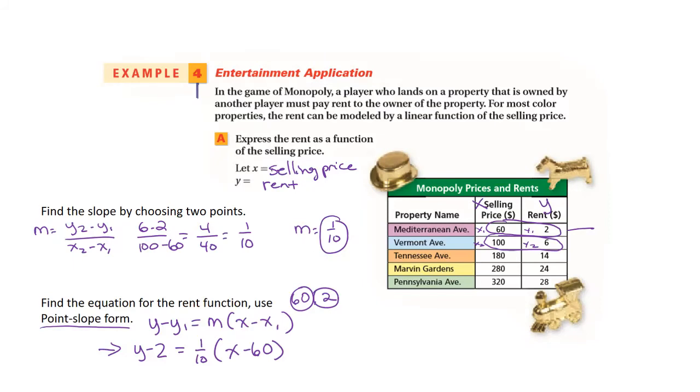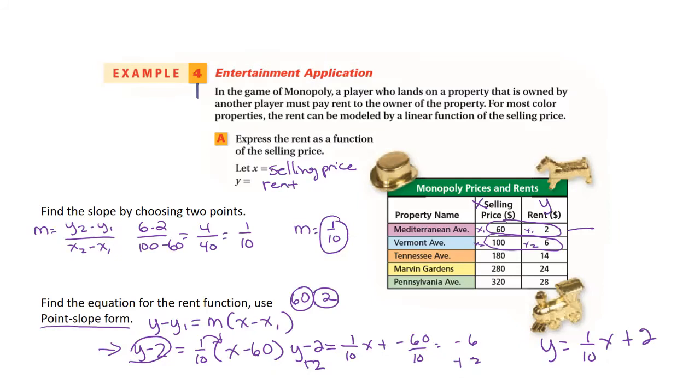We could just distribute this over to make that 1/10 x plus a negative 60 over 10, which is actually negative 6. So we have y minus 2 from right here equals all of that. And if we add 2 to both sides, plus 2, we get y equals 1/10 x plus 2.